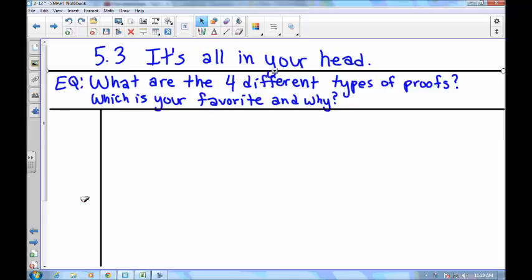We're doing some strange titles because we're stepping away from the book for a little bit. This is the third section, 5.3. We're actually doing technically 5.3 and 5.4 today. It's called It's All in Your Head. The central question is, what are the 4 different types of proofs, and which is your favorite and why?